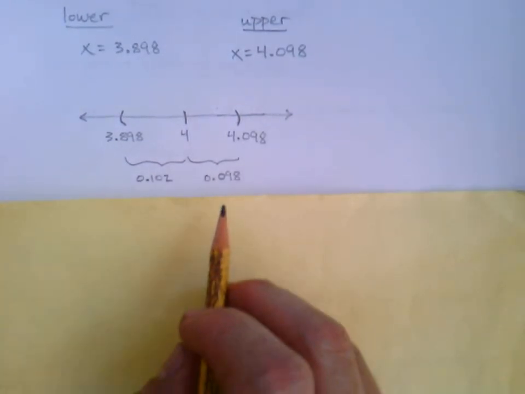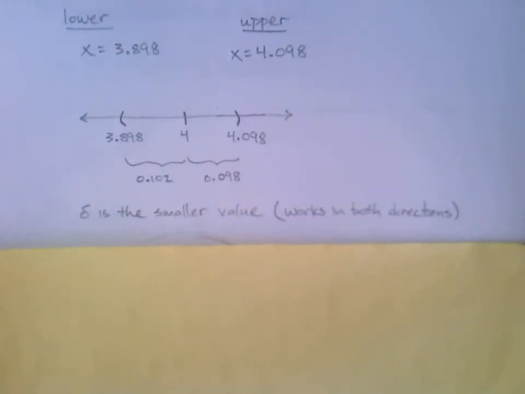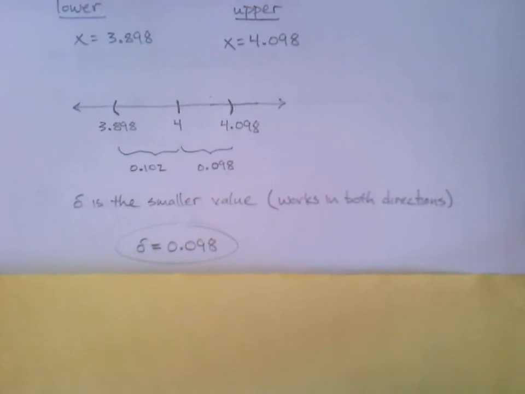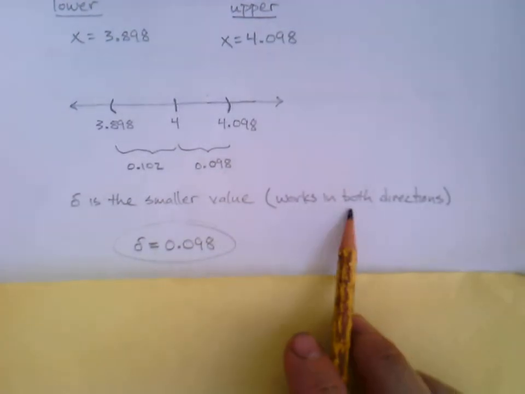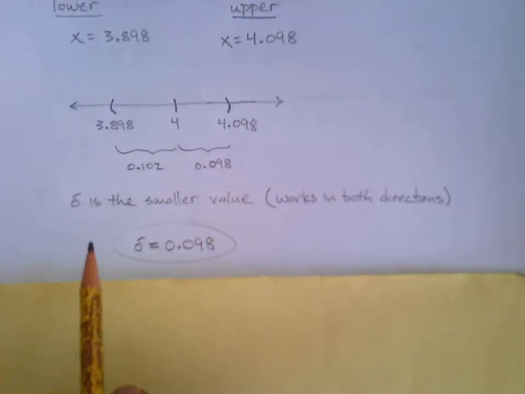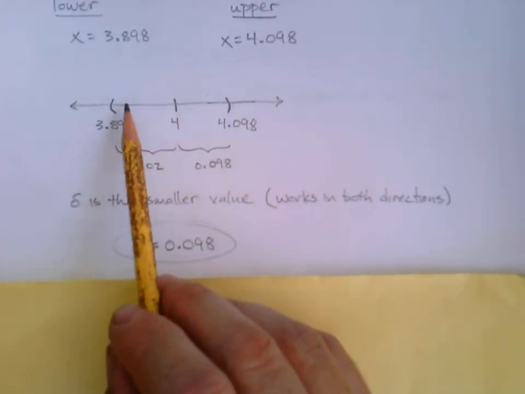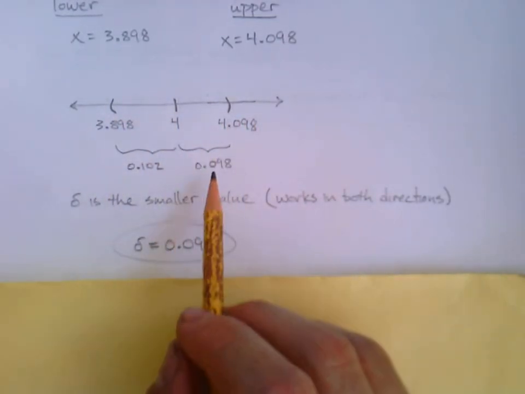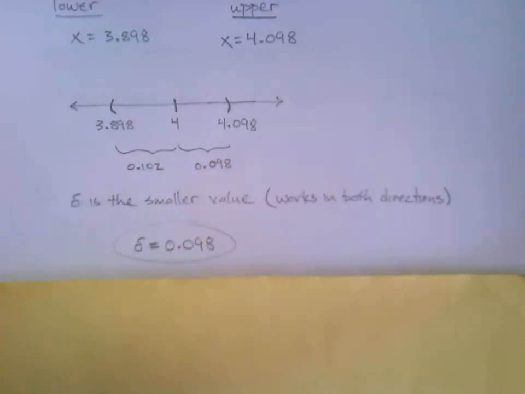I'll just tell you, we're going to pick the smaller number, and I'll explain why. Our answer is going to be the lesser one. I've kind of given you the reason right here. It works in both directions. When your function is curving, you're going to get this asymmetry, but you always pick the smaller number. Whichever side it's on, you pick the smaller distance to be delta.